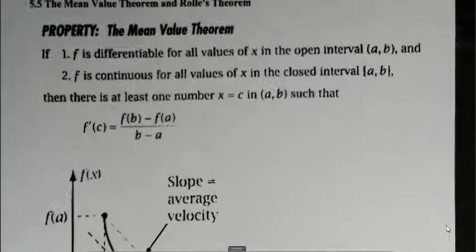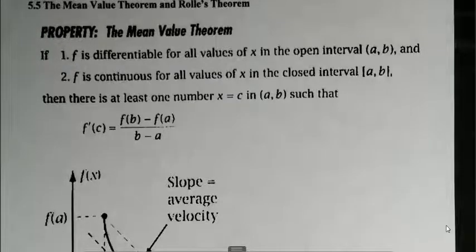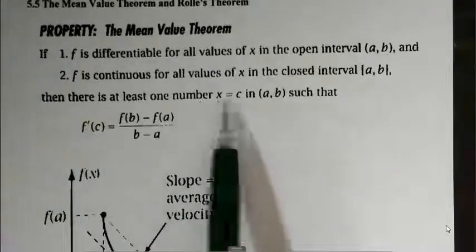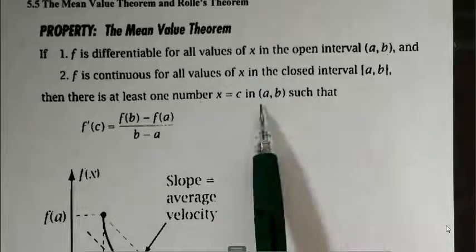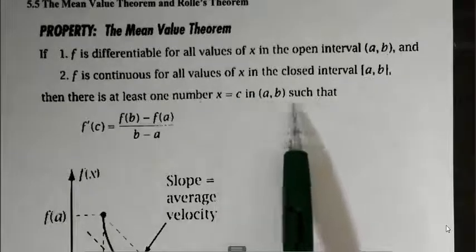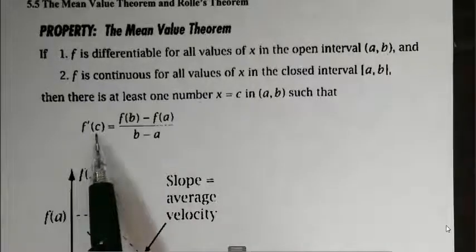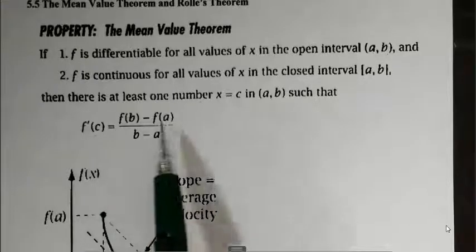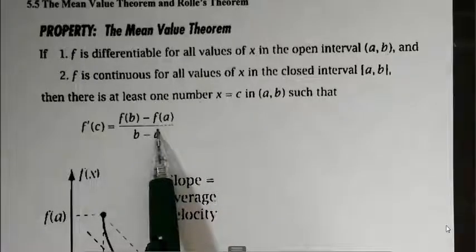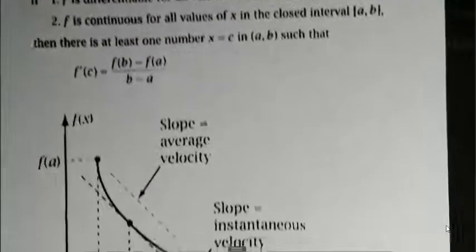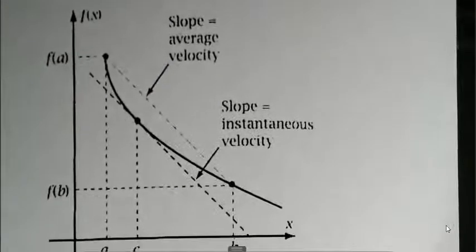Okay, so if that's true, then what you're going to find is that there is going to be at least one number, x equals c, somewhere in that interval ab, such that the instantaneous rate, which is the derivative, f prime of c, is going to actually equal the average rate of change. Okay, so what does this actually mean? So I feel like it's a lot better to look at the picture.